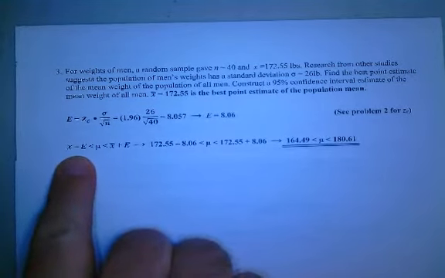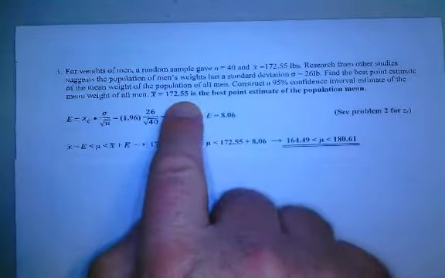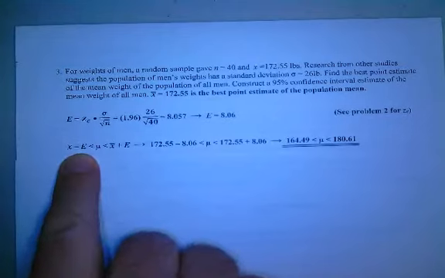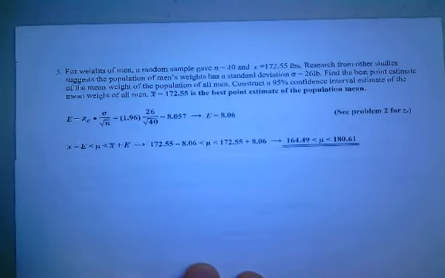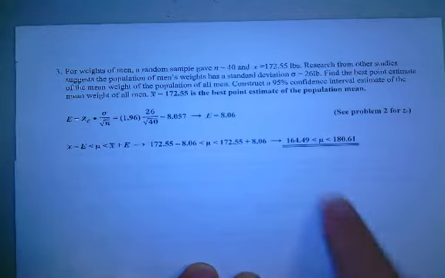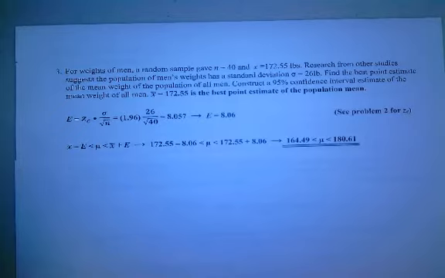To then create the interval, it's the mean subtracting the margin of error and the mean plus the margin of error. So 172.55 minus 8.06, and 172.55 plus 8.06, and now we have our confidence interval. The true value for mu should fall within that range.